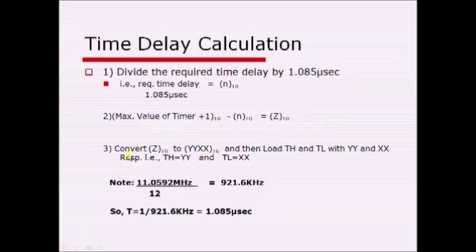Now we have to convert this decimal value into hexadecimal, because the controller understands hexadecimal values. Therefore, convert this decimal result into hexadecimal. Then you'll get a 4-digit hexadecimal value. This 4-digit hexadecimal value should be loaded into TH as well as TL. It might be TH0, TL0 or TH1, TL1, because that depends on the timer which the user is using.